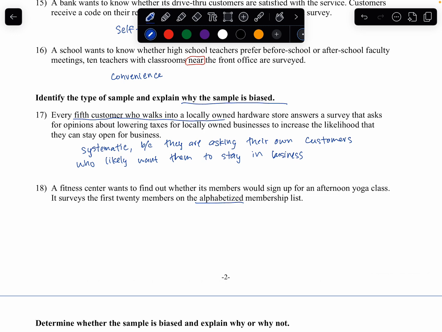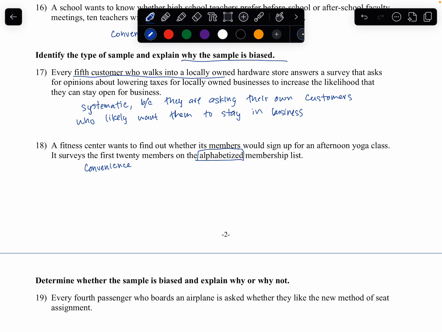And so I would say that this is convenience. And why is it biased? Well, these members are alphabetized, so they're only getting ones at the top of the list, which people that share the same last name might be family members or relatives, and therefore they might have similar times, so the data could be biased based on what those people want.